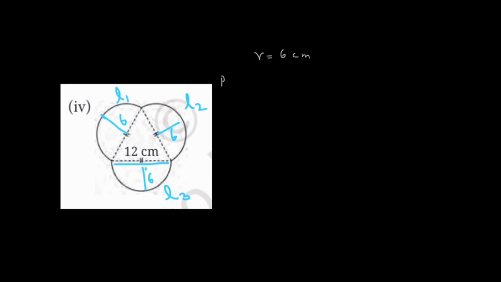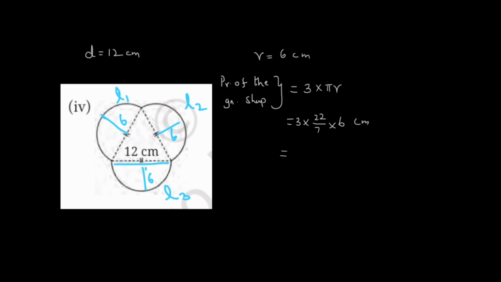So perimeter of the given shape is equal to 3 times pi r. Arc length, 3 times pi r. So 3 into 22 by 7 into 6 centimeters. Don't replace 12. 12 is the diameter. We need to replace radius. Half of 12 is 6. Okay. Be careful in this. Diameter is 12 centimeter. So our radius is half of 12, 6.